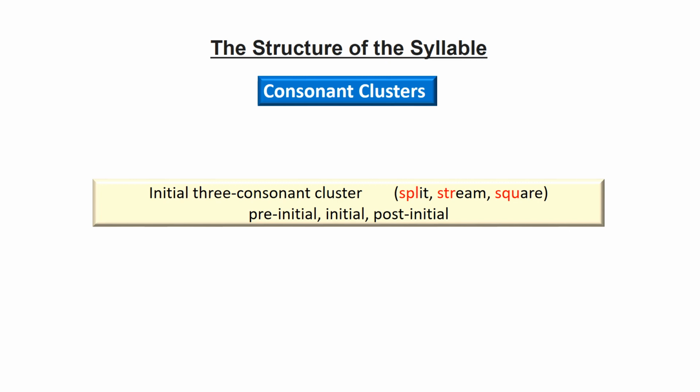When we look at 3 consonant clusters, we can recognize a clear relationship between them and the 2 sorts of 2-consonant cluster described earlier. Examples of 3 consonant initial clusters are split, stream, and square. The S in these examples is the pre-initial consonant, the P, T, K that follows S in the 3 example words are the initial consonant, and the L, R, W are post-initial. There are very few possible combinations of 3 consonants at the beginning of English words, and we can list them all.